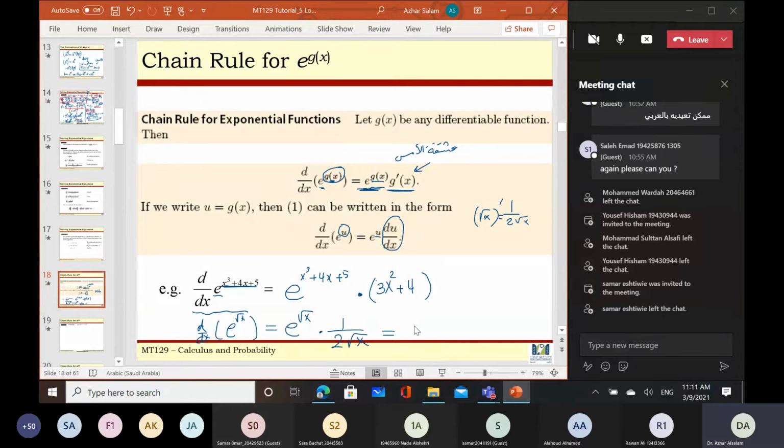And I can rewrite it. Simply write as e to the power square root of x divided by 2 square root of x. واضحة؟ هي نفس الفكرة مشتقة الدالة الأسية، هي الدالة الأسية نفسها مضروبة في مشتقة الأس. هذا عبارة عن مشتقة الأس. Okay.